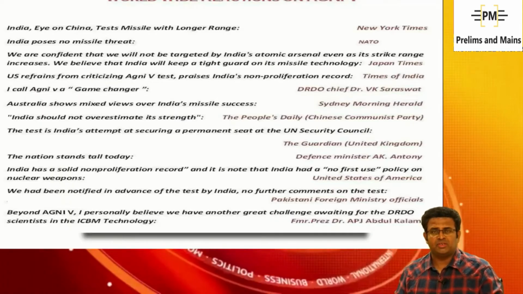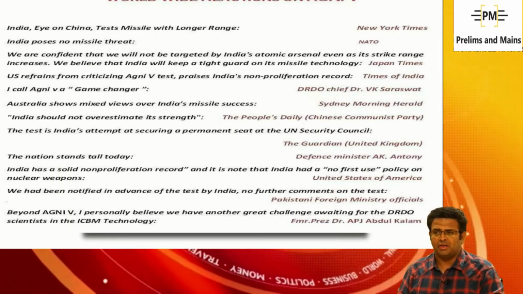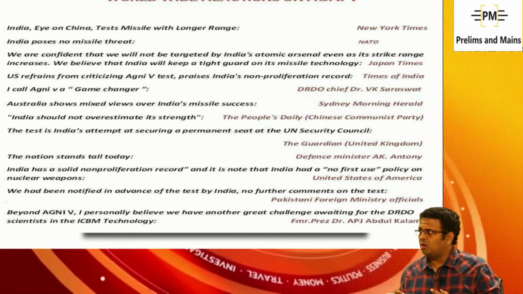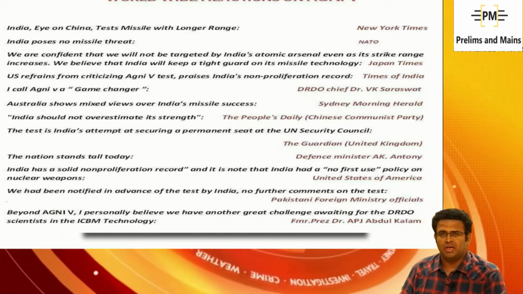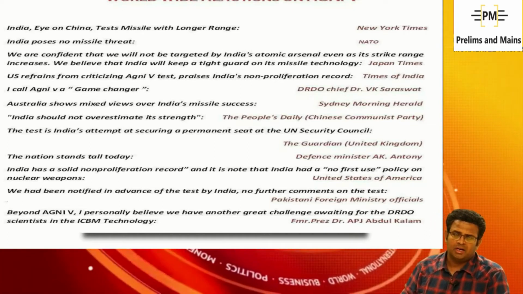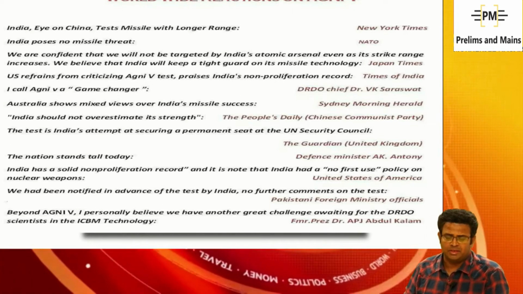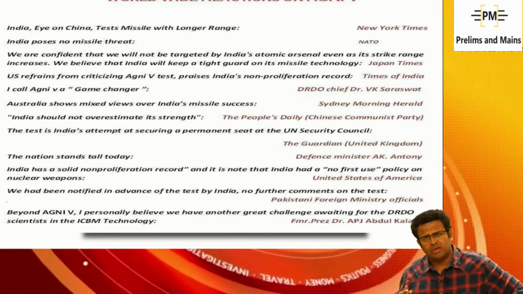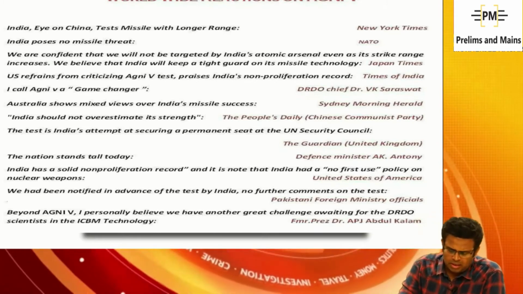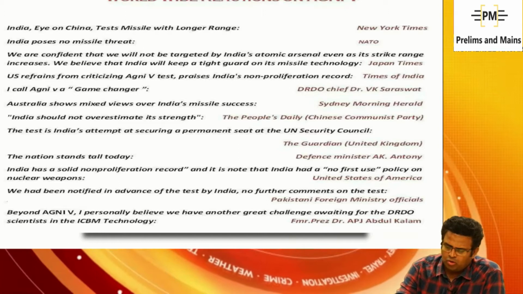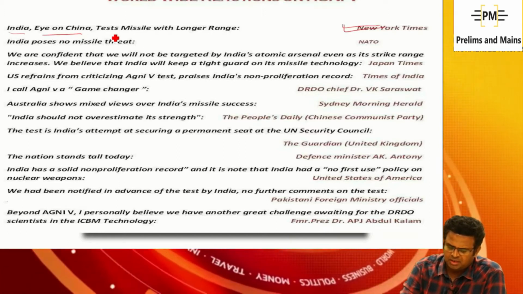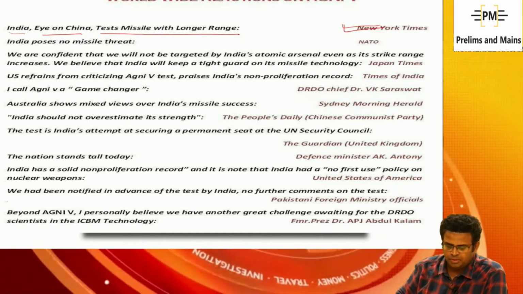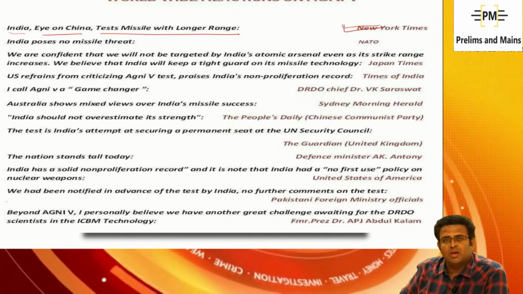Let us see some reaction from the different countries, what the critical words we have got from the different countries when India has said that I have Agni 5 with a range of 5,000, but everyone is talking about 5,000 to 8,000. Chalo. I said that the New York Times said India has an eye on China, test missile with the longer range. Yes or no? Test missiles with the longer range.